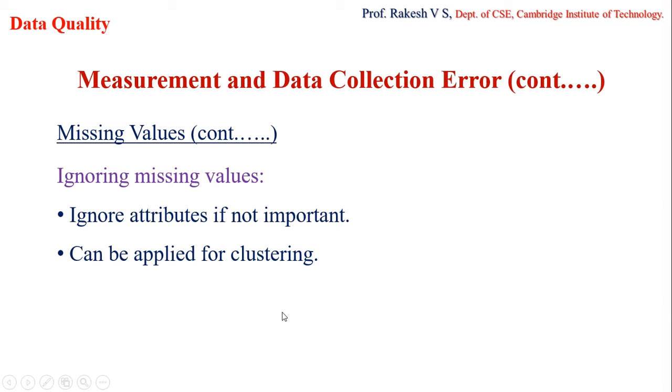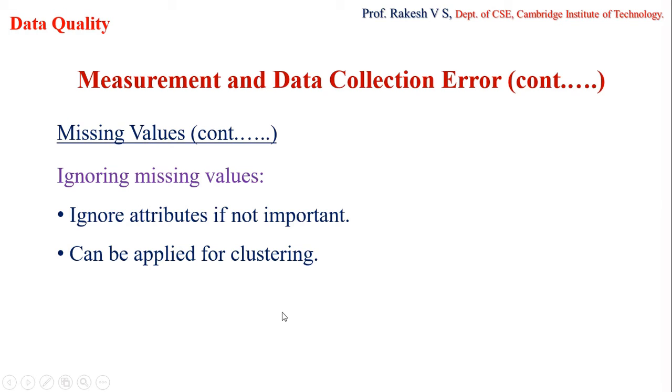So next is ignoring the missing values. Suppose the attribute or the object whose value is missing is not very important with respect to the analysis being carried out, then we may ignore those values. This kind of strategy can be applied for clustering.